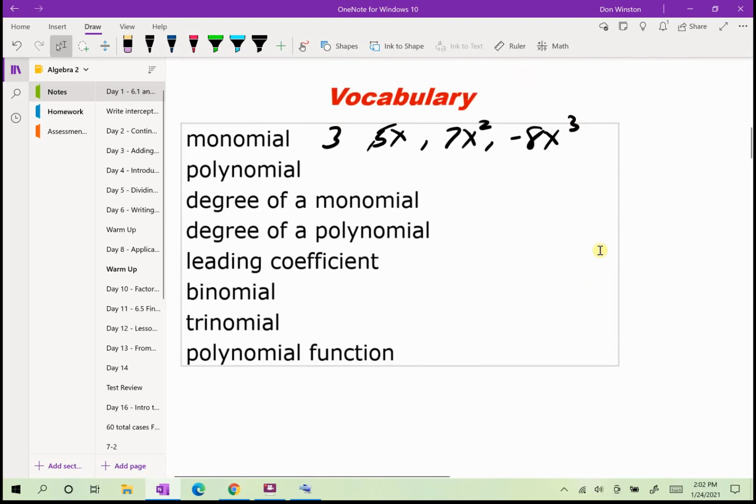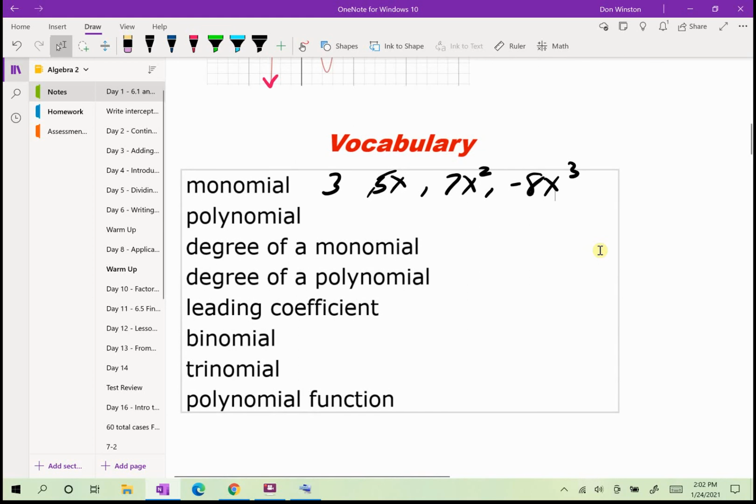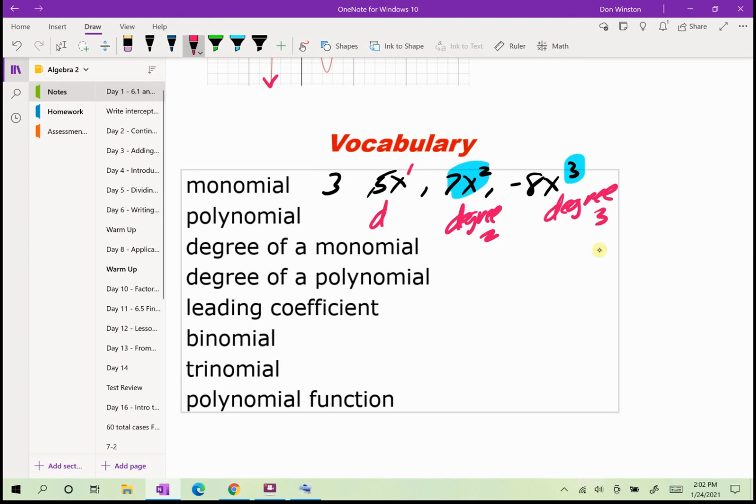So what is a degree of a monomial? Well, it's what the variable is raised to. So if I have negative x cubed, I would say that the degree of that there is degree 3. I have 7x squared. That would be degree 2. And then I have 5x, so that would be x to the first, so this would be degree 1. And notice here I have just a 3, but I could write that as 3 times x raised to the 0, and so that would be degree 0.